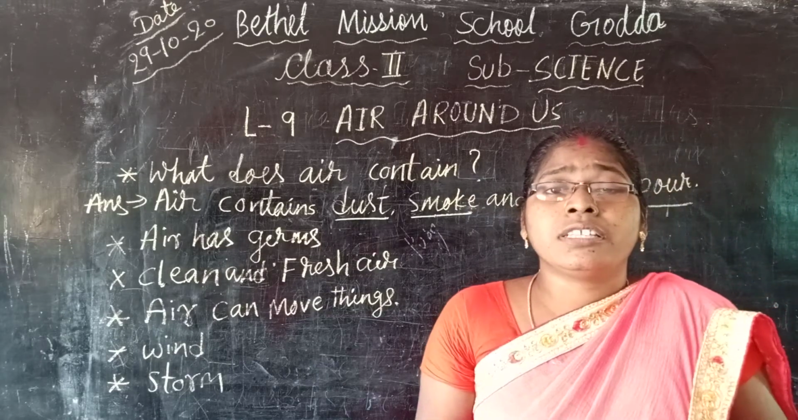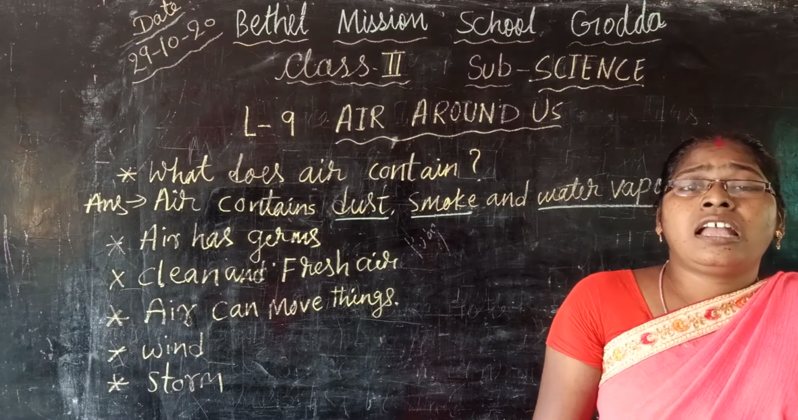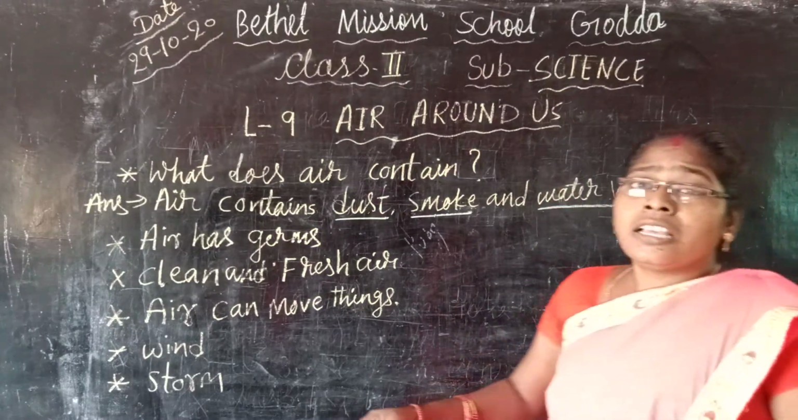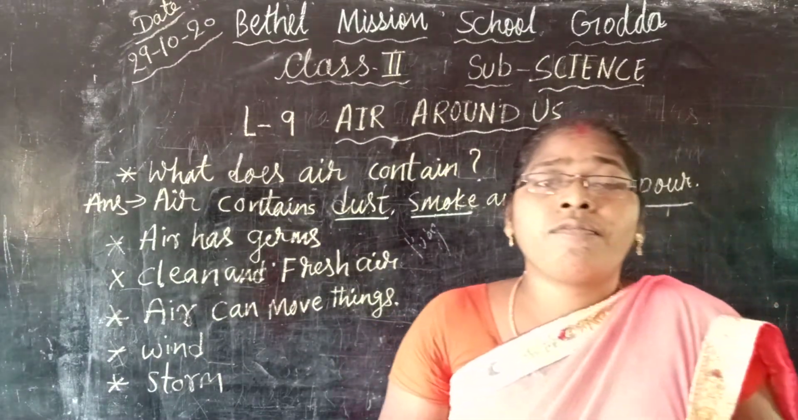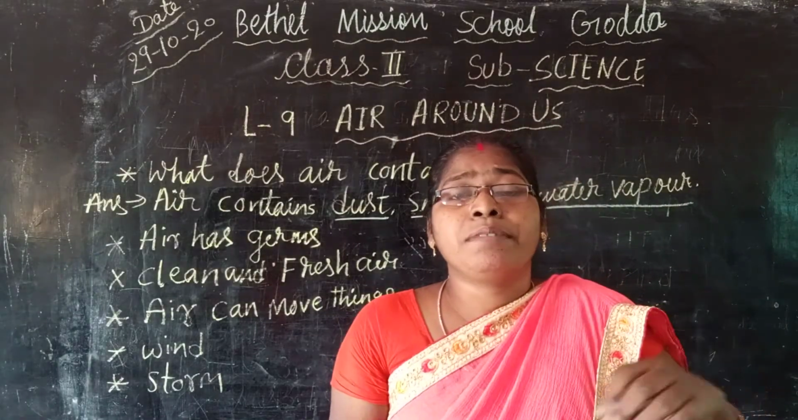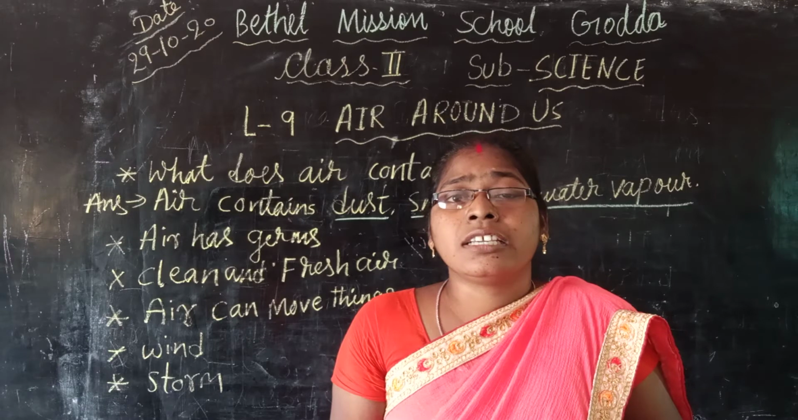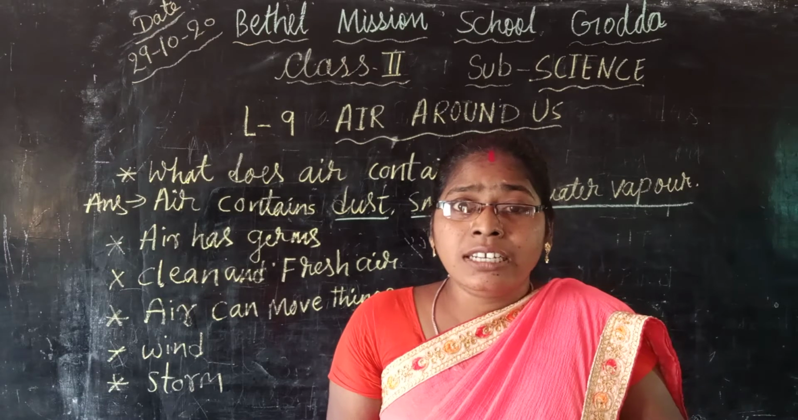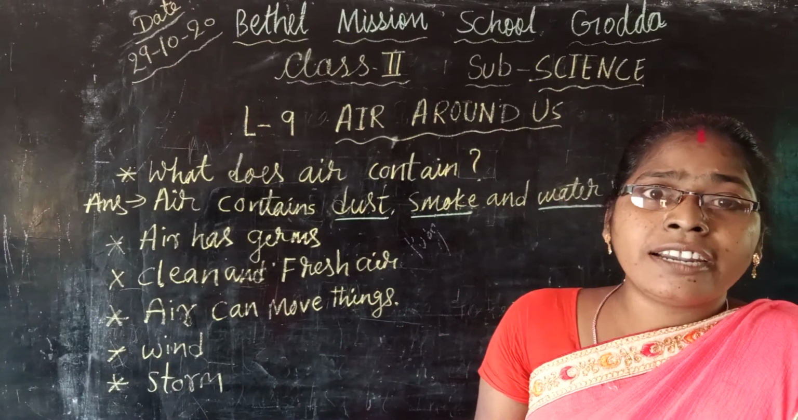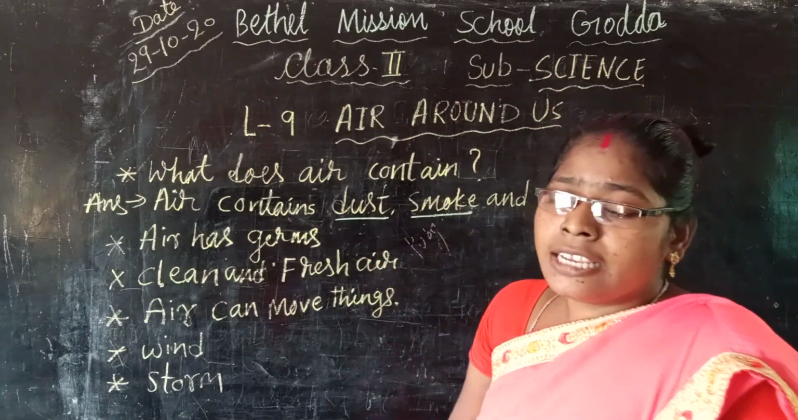So now next is smoke. When wood is burnt, the smoke goes into the air and mixes in the air, and it makes the air dirty. And the smoke of vehicles, smoke of factories, it goes up and mixes in the air, and that also makes the air dirty. So children, what makes the air dirty? Dust and smoke make the air dirty.